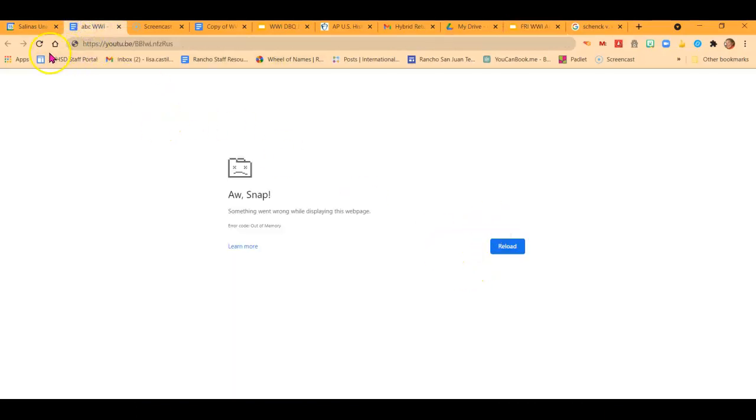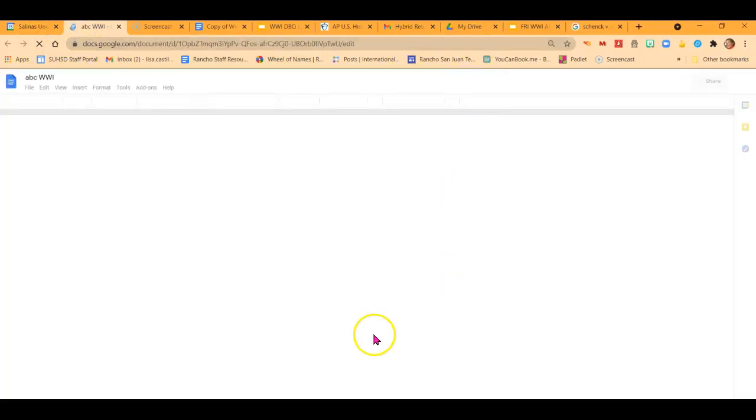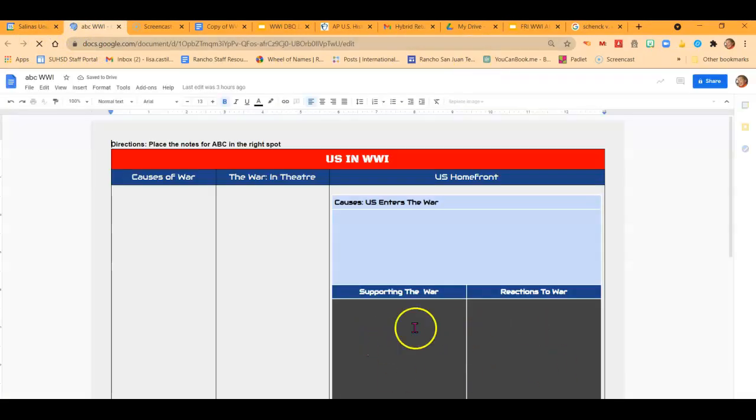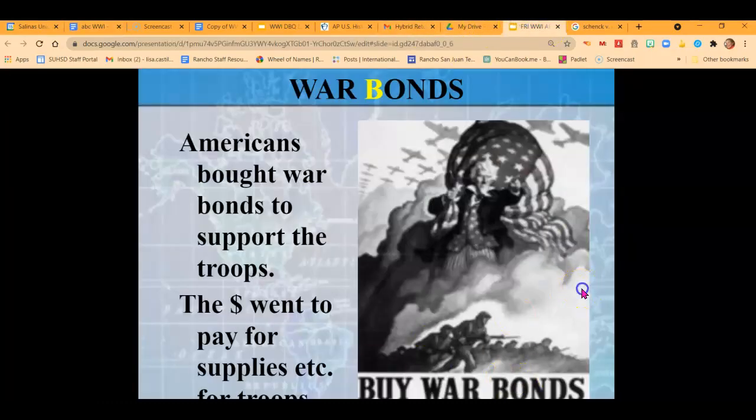And this is kind of, oh snap. It says right here, supporting the war is where you should put that. All right, back to our lecture.